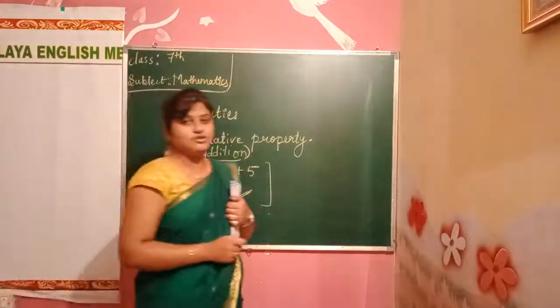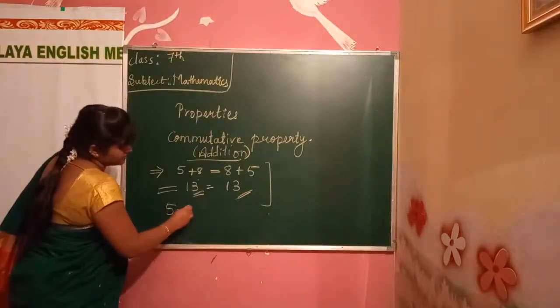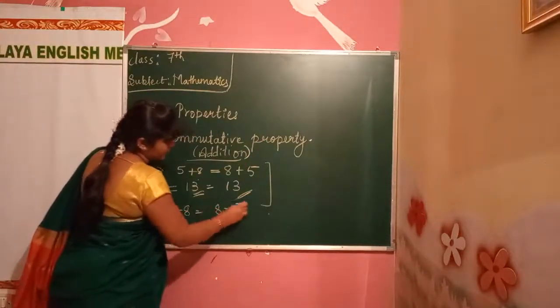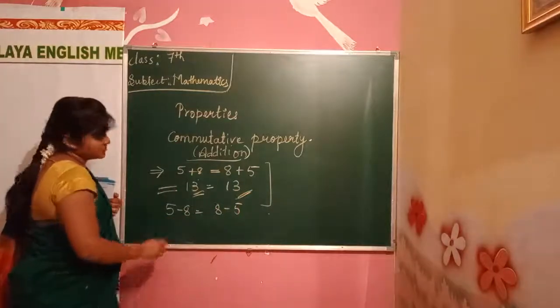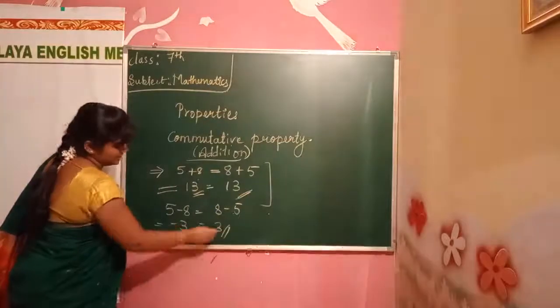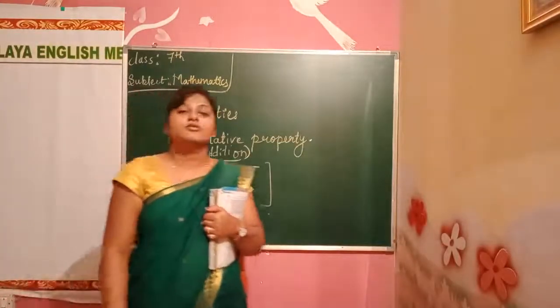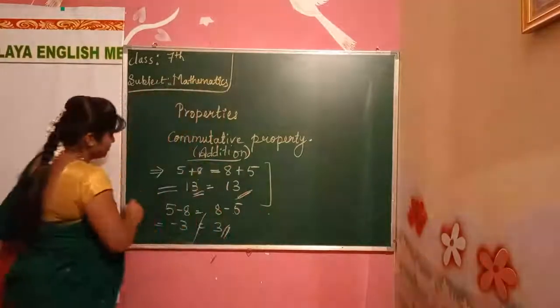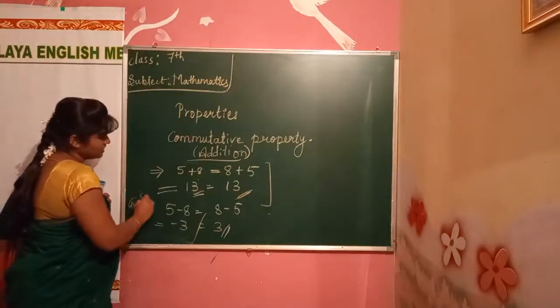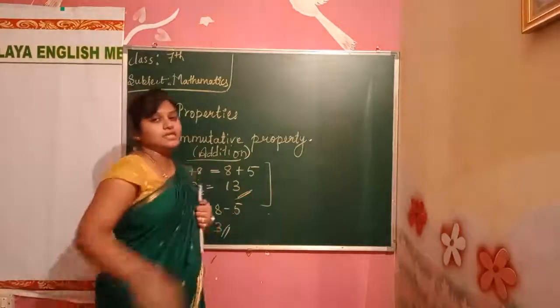Yes, understood? For example, I will do here. See, 5 minus 8, 8 minus 5. Okay, 5 minus 8 will be what, children? Minus 3. 8 minus 5 will be only 3. See, are these two equal? No, these two are not equal. So it does not hold good. The commutative property on subtraction does not hold good, but it holds good on addition.